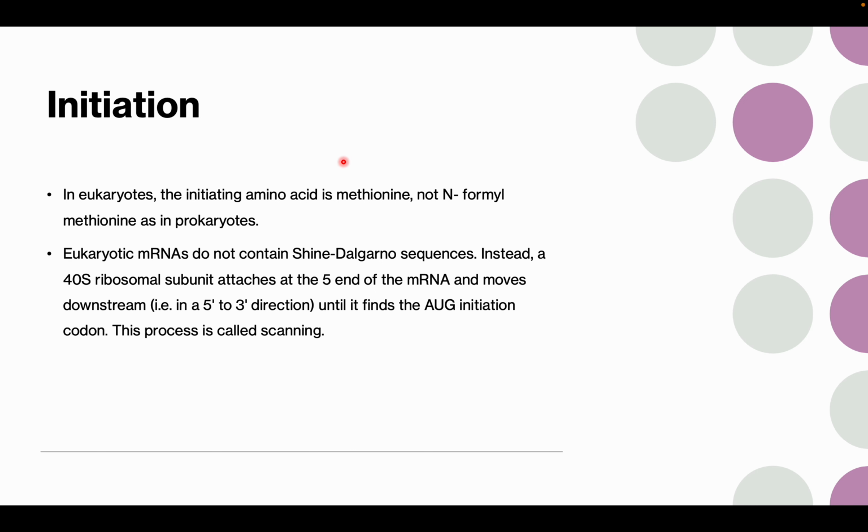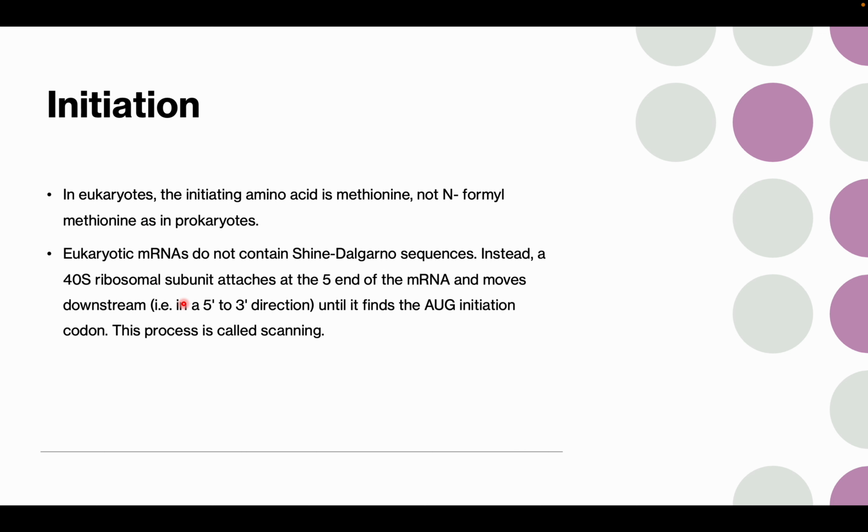And as you remember from the prokaryotic translation, to initiate the translation, the 30S subunit recognizes a sequence in the prokaryotic mRNA which is called the Shine-Dalgarno sequence. But in eukaryotic mRNA, there is no Shine-Dalgarno sequence present. So what happens is the 40S ribosomal subunit binds to the 5' end of the mRNA and moves until it finds an AUG initiation codon, which is present inside a Kozak sequence, which I will talk about later.